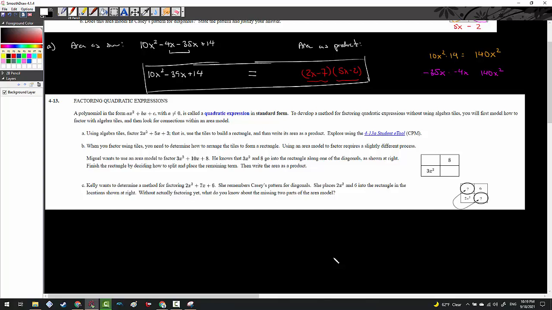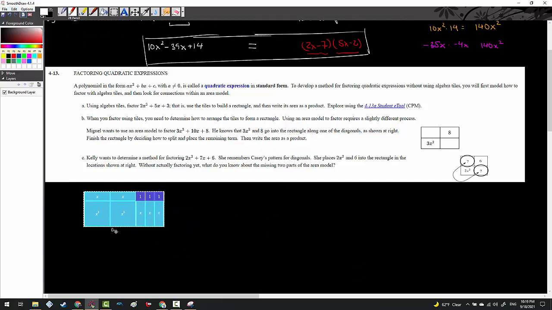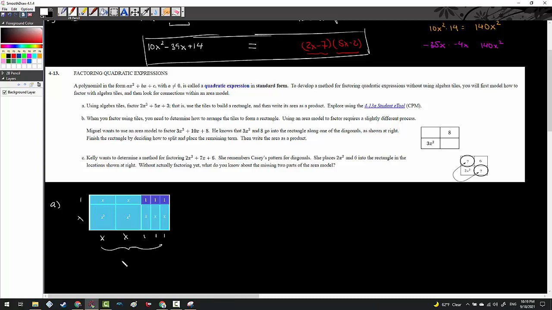And so with A, they want us to factor 2x squared plus 5x plus 3. And we're going to go ahead and do that, except I've already done it. So part A looks like this. So at this point, you're supposed to get x, 1, 1, 1, and x and 1. And ultimately, this culminates into 2x plus 3 and x plus 1.